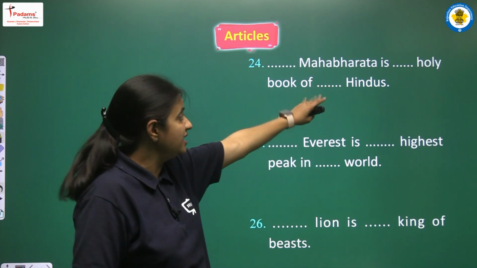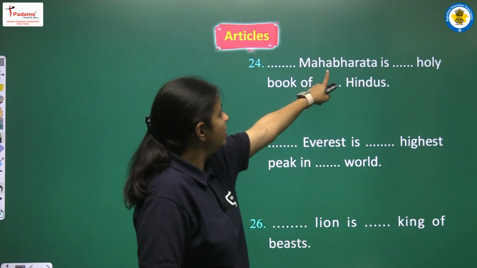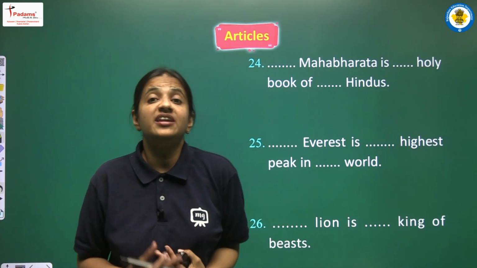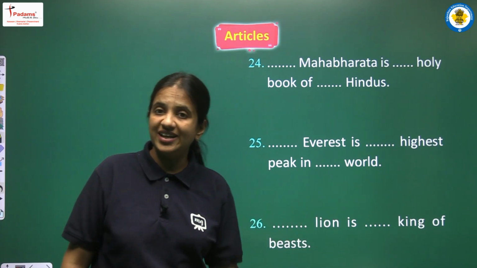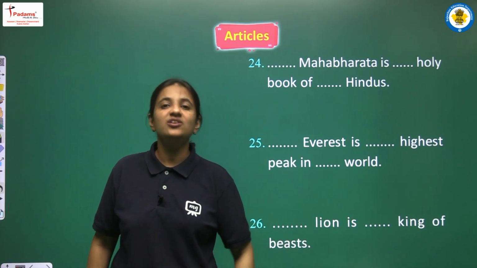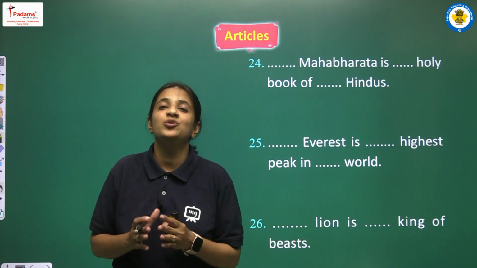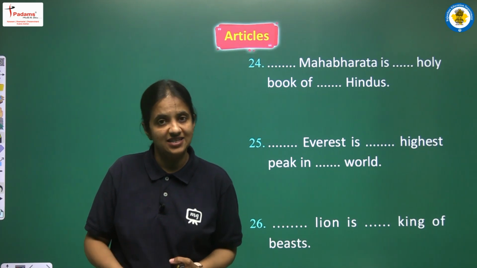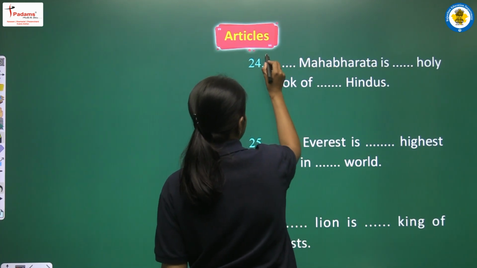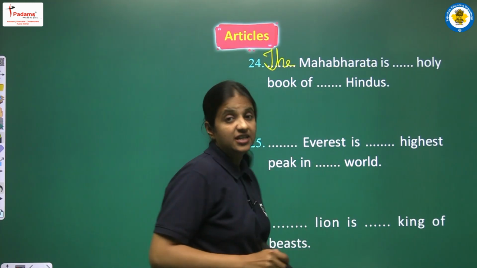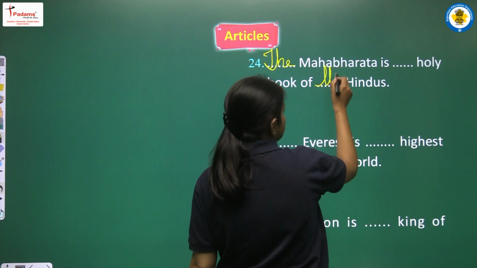We are having three blanks: before Mahabharata, before Hindus, and before holy. So let's see, first of all we are having Mahabharata, that is one of the religious books. We are having Hindus, that is one of the religious communities. So yes, we have discussed this thing also, that before all the religious books and before all the religious communities we have to use the as an article. So we are applying the rule, and because of that reason, before Mahabharata, that is a very famous religious book, and before Hindus, that is a religious community, we are using the.